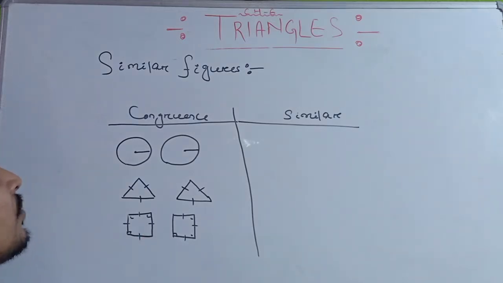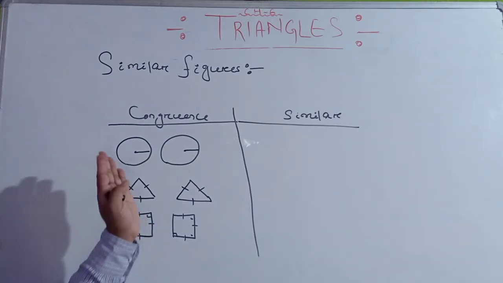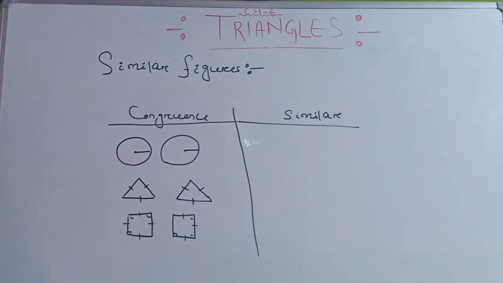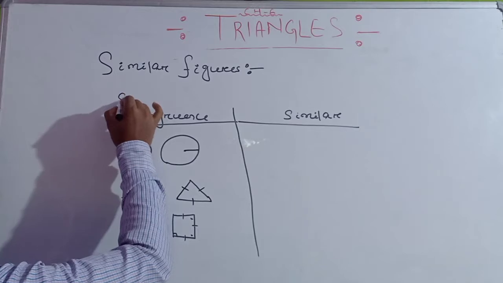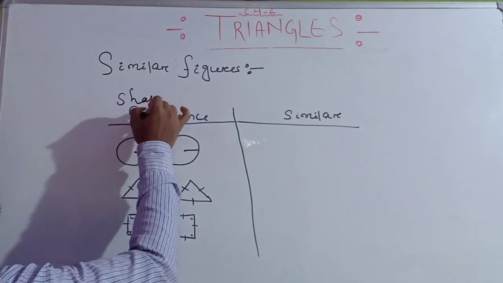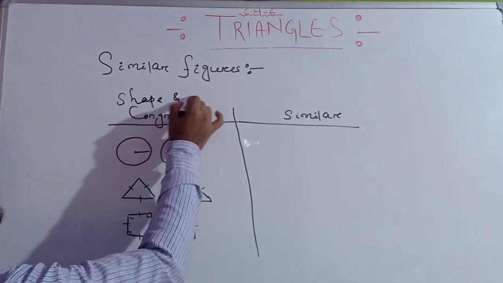So remember, to be congruent, both figures must have the same shape along with the same size. It means two things are to be followed. One is the same shape, another one is the size.